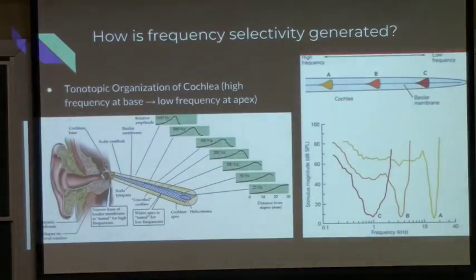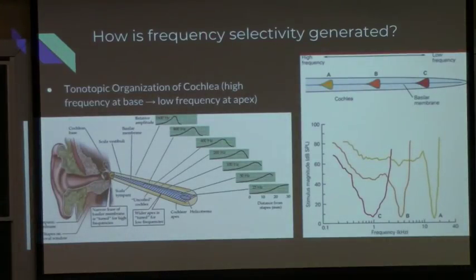Okay, and so how is frequency selectivity generated? In his slides, he basically goes over 3 large questions. The first one is what we just covered, how is sound converted into neural firing, and the second one is how is frequency selectivity generated? You want to know the large answers to these questions, because those are the guiding questions in his lectures, and the way he usually likes to test as well.